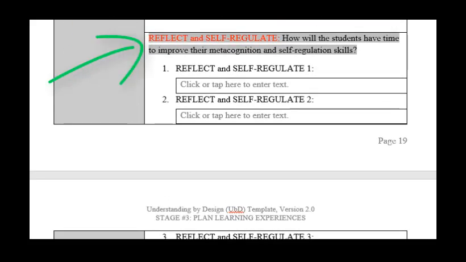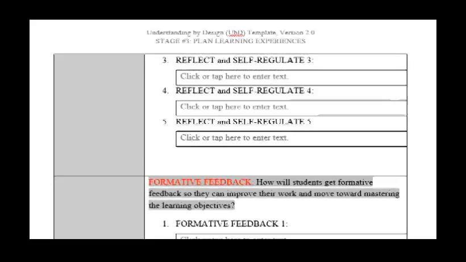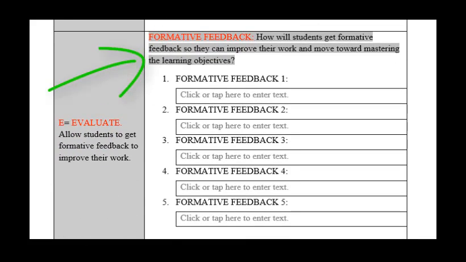Next is reflect and self-regulate. How will the students have time to improve their metacognition and self-regulation skills? You'll want to give them an opportunity to reflect on the assignment itself, reflect on their work, and set aside time to complete all the tasks at hand. Formative feedback will be the next section in the evaluate portion of the lesson. Students will need to obtain formative feedback so that they can continue to improve their work. They also want to move towards mastering the learning objectives. Here we'll identify how that will be conducted.